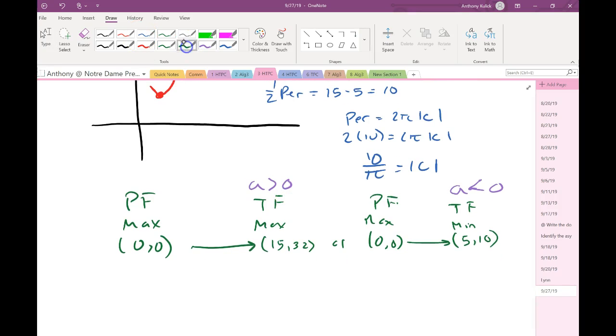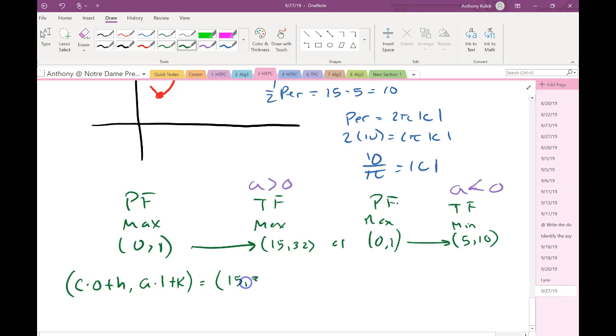All right. So I would have then c times 0 plus h, and then oops, that's a 1. Sorry, guys. You guys should have caught that one, though. Right? The maximum of cosine is the point 0, 1. Yeah, I wish you would have. That would have saved us all a lot of erasing. All right. And then I have a times 1 plus k should equal 15, 32.